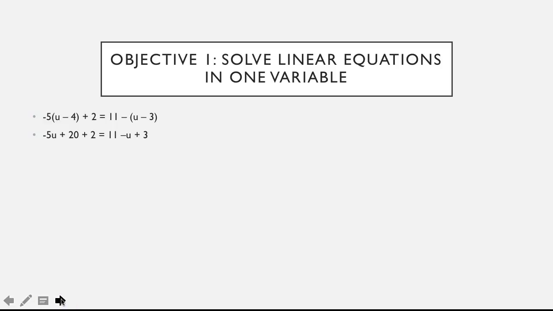And then you're going to put your like terms together, putting the u's on one side and the whole numbers on the other side. When you do that, you come up with -4u equals -8, and then you're going to divide, so u equals 2.